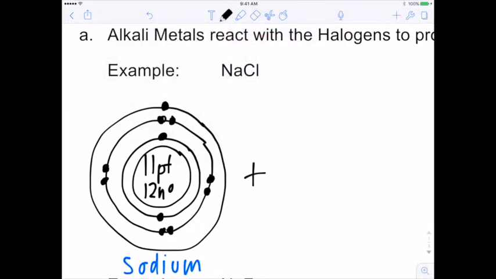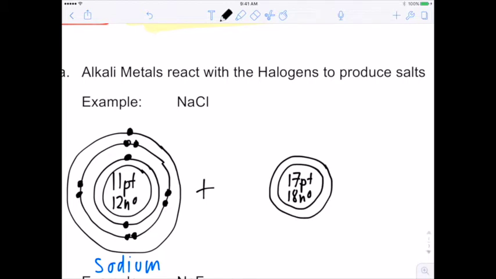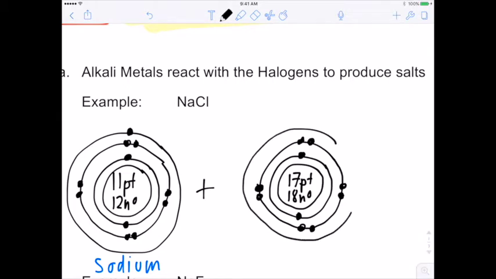The next Bohr-Rutherford diagram that we're going to draw is chlorine. Chlorine contains 17 protons, 18 neutrons in the nucleus, and then 17 electrons surrounding the nucleus. 2 in the first shell, 8 in the second shell, and 7 valence electrons in its outermost shell.